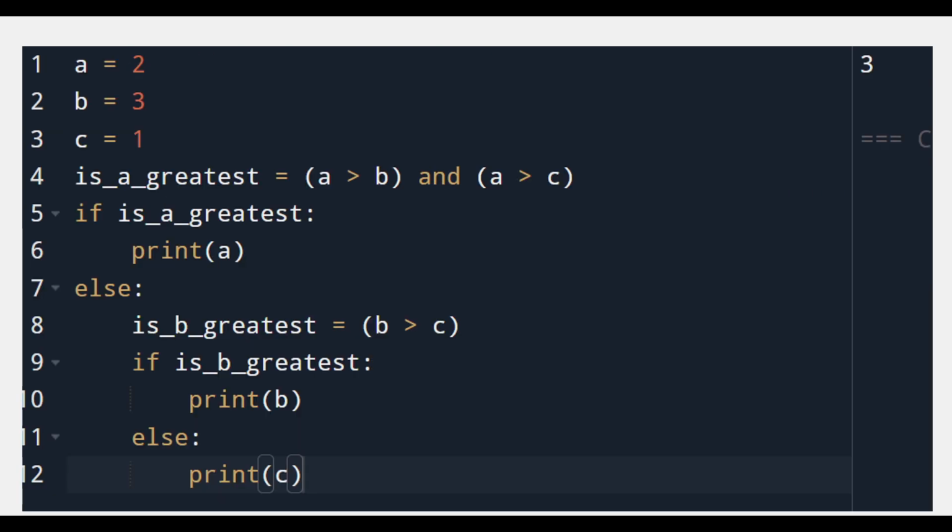Next, see one example here. A is equal to 2, B is equal to 3, and C is equal to 1. If A is greatest, that is, A is greater than B and A is greater than C, print A. Else, if B is greater than C, B is greatest, print B. Else, after that we have another if condition. Here the else also has nested conditions. We will see practical examples later.